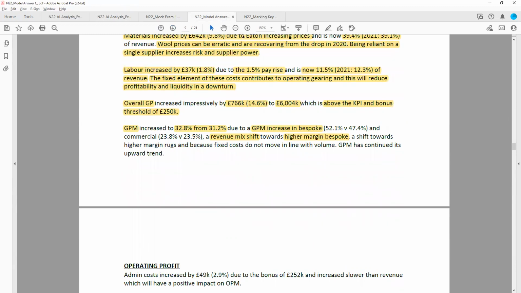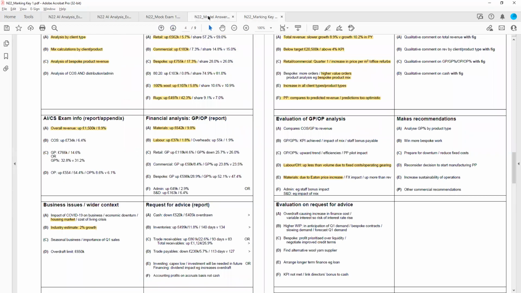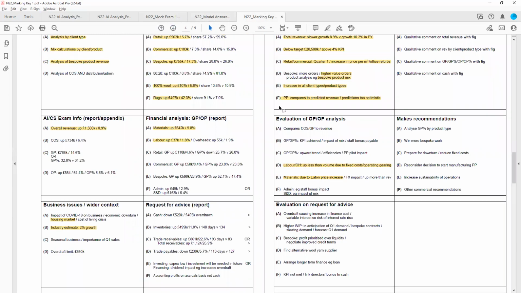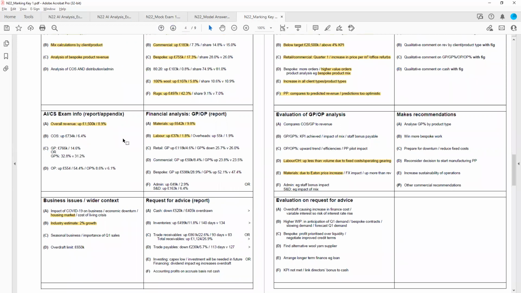And again, we're doing the same thing here with gross profit. So it did ask for client type. Again, I've kind of weaved in the analysis. I've got it for bespoke and I've got it for commercial. Probably should have had it in for retail as well. But again, timing's an issue. I want to make sure that I answer each part of the requirement.